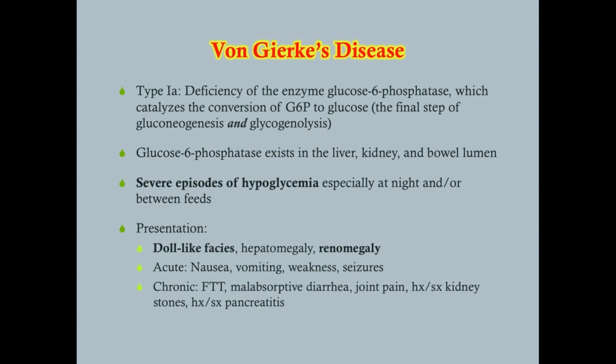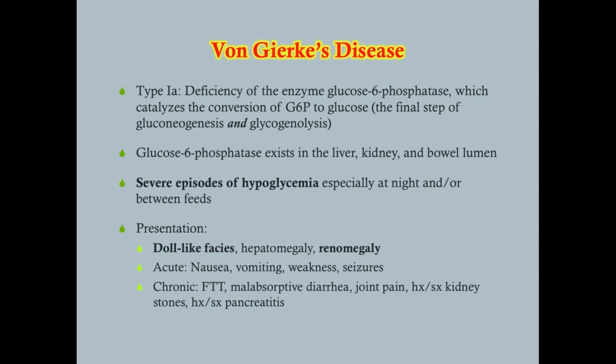Type 1A can be characterized as a glucose 6-phosphatase defect, or just a mutation of the G6-phosphatase gene. And so this is a deficiency of the enzyme glucose 6-phosphatase. And that's responsible for the conversion of G6P to glucose. And that's a very important step because all of the pathways of gluconeogenesis, including glycogenolysis, all converge on glucose 6-phosphate. And if you can't convert glucose 6-phosphate to glucose, all of those ways that you can form glucose from other things, it's not going to work.